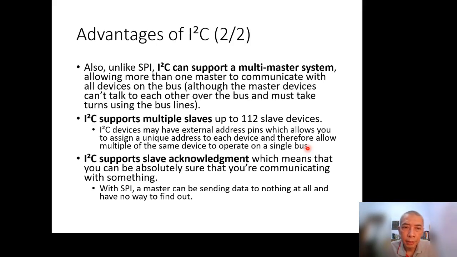The other advantage is it supports multiple slaves, up to 112 slave devices, that I mentioned before. The other is it supports slave acknowledgement, which means that you can be absolutely sure that you're communicating with something. With SPI, a master can send data to nothing at all and have no way to find out. Okay, that's another advantage compared to SPI. So these are the advantages of I2C.